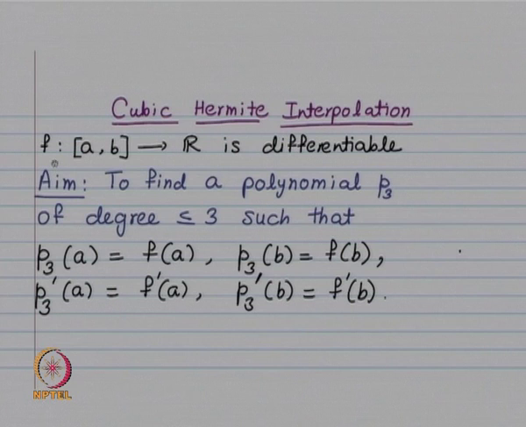So, assume that f is defined on interval a b taking real values, and assume that it is differentiable. Aim is to find a polynomial P 3 of degree less than or equal to 3, such that P 3 at a is equal to f at a, P 3 at b is equal to f of b. The derivative of P 3 at a is equal to f dash a, and derivative of P 3 at b is equal to f dash b.